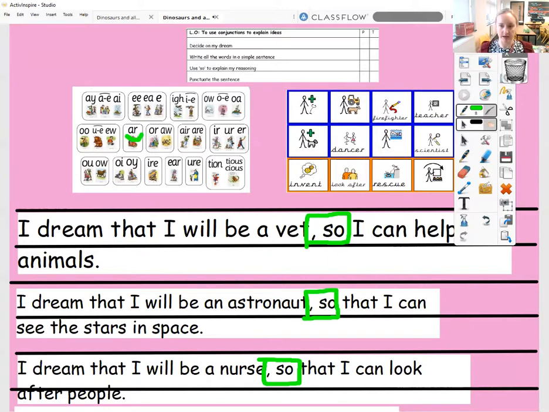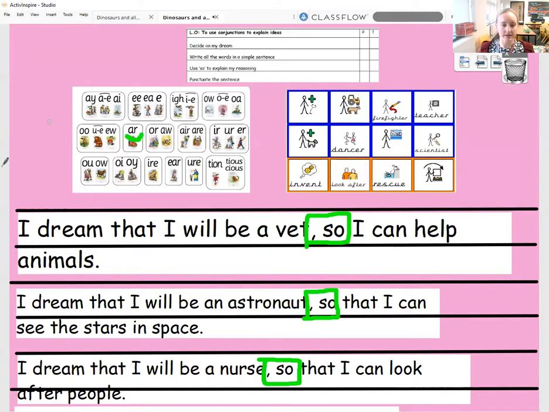Right, let's have a check then, and let's see if I've done everything that I needed to today in my work. So I needed to decide on my dream. So let's check the first one. Here it says, I dream that I will be a vet. So there is my dream, correct. Needed to write all the words in the sentence, which I've done. I needed to use so to explain my reasoning, correct. I needed to punctuate the sentence. I've got a capital letter and a full stop. Great, so I've done all that.